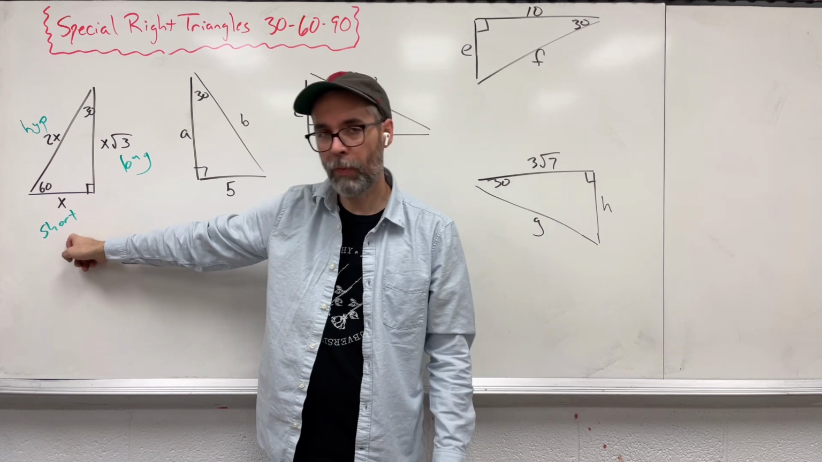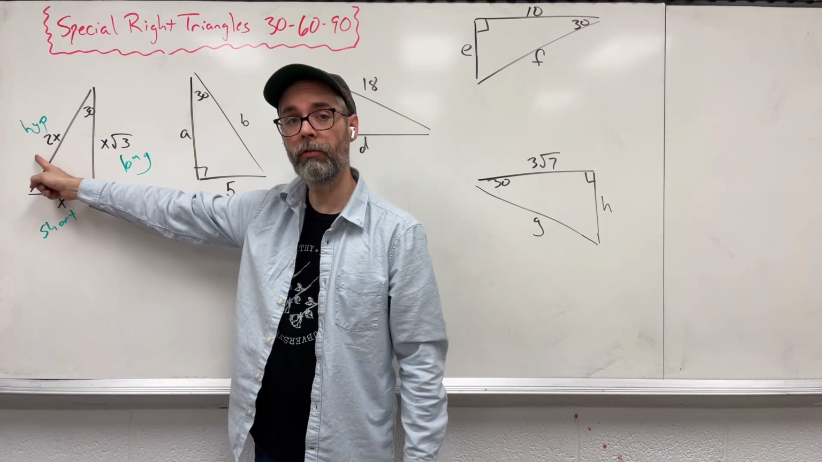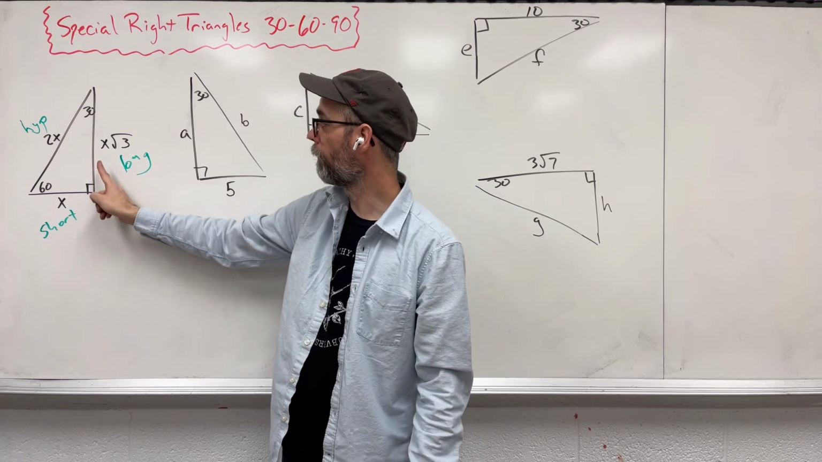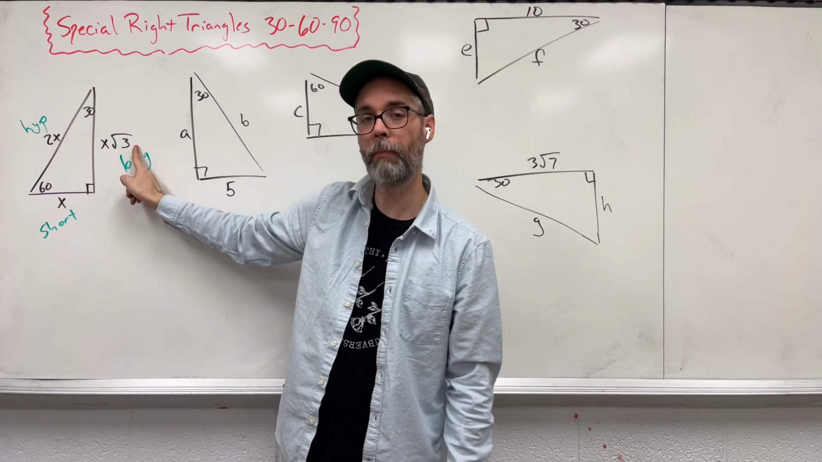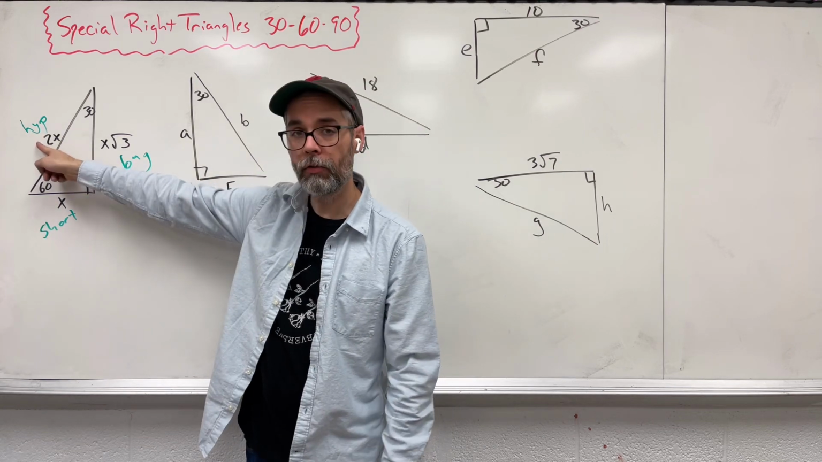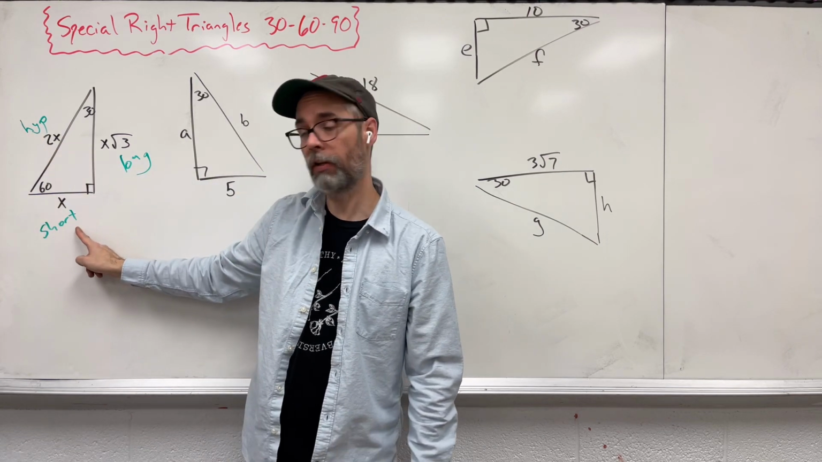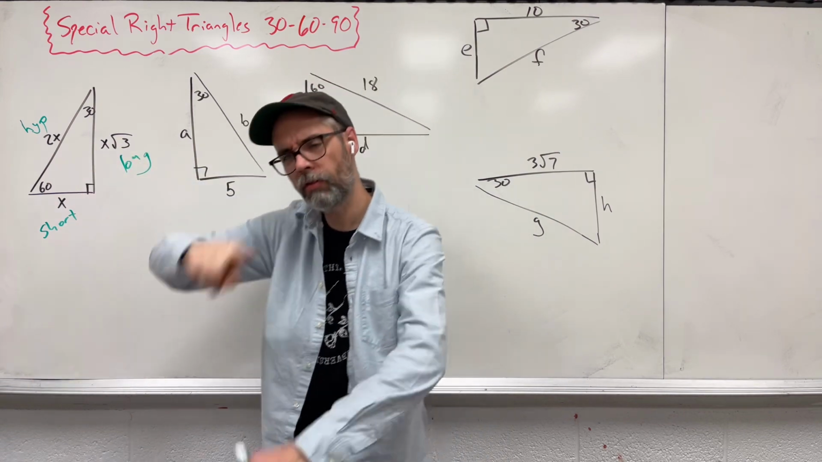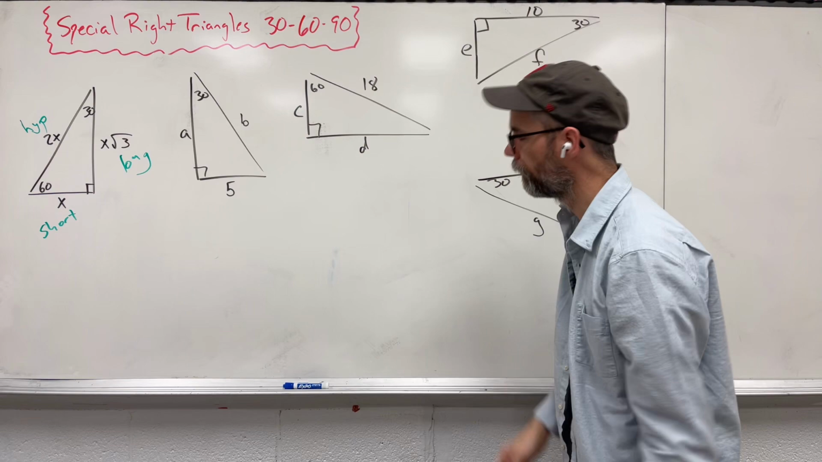So if I know my short leg and I want to go to my hypotenuse, I just have to double that number, multiply by 2. If I know my short leg and I want to find my long leg, I just have to multiply it by radical 3. And then again, if I know my hypotenuse, I divide it by 2 to get the short leg, and then I can come over here. If I know this, divide by radical 3. So there's this big cycle, and let's take a look at a few of them.